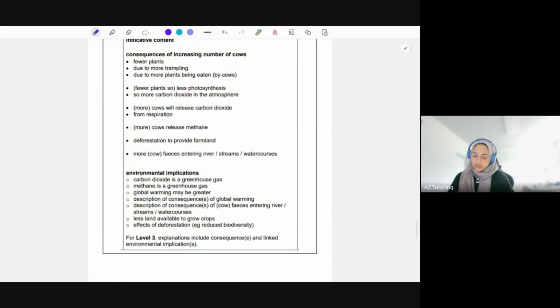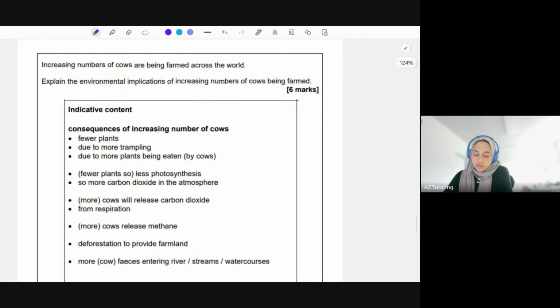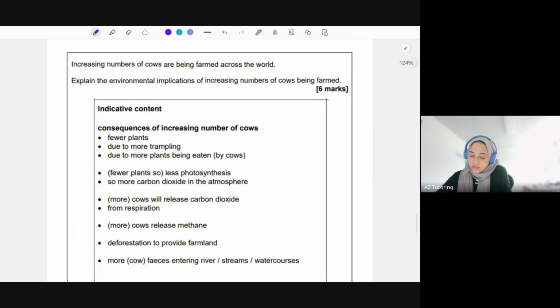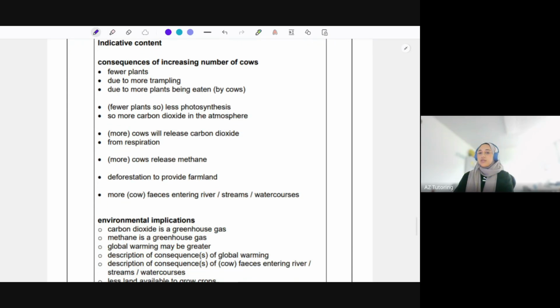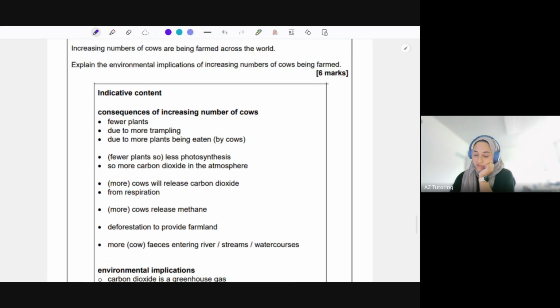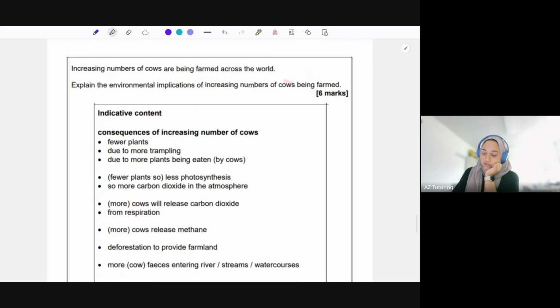Okay, so another 6 marker here. Increasing number of cows are being farmed around the world. Explain the environmental implications of increasing number of cows being farmed. So this is all the methane effect and greenhouse effect that we were speaking about before. Whenever cows are mentioned, or any sort of animals on a farm, it does relate back to methane, is what you should be thinking.